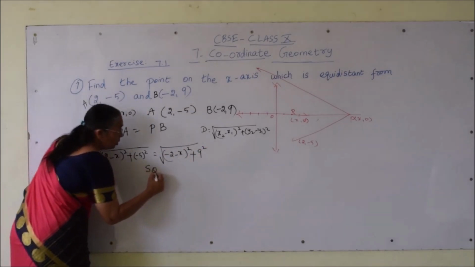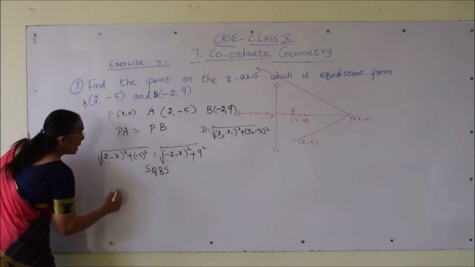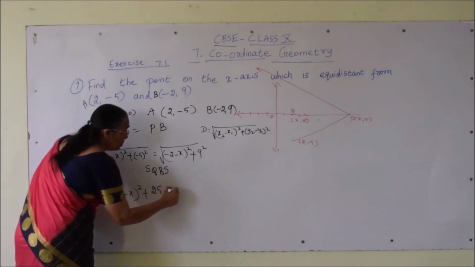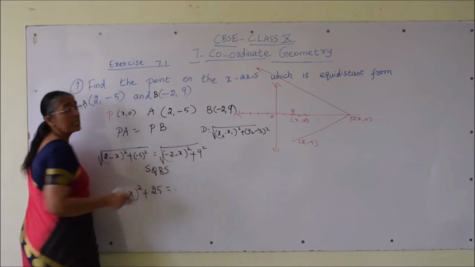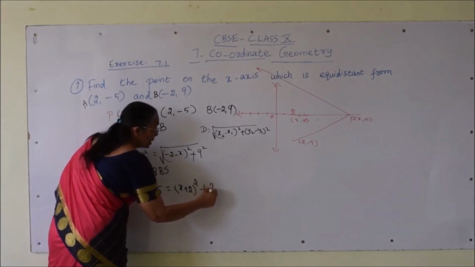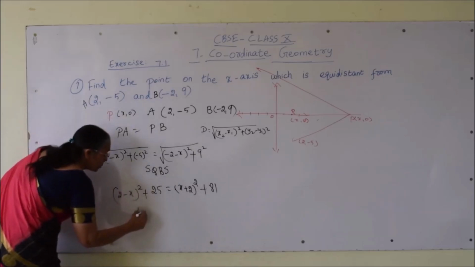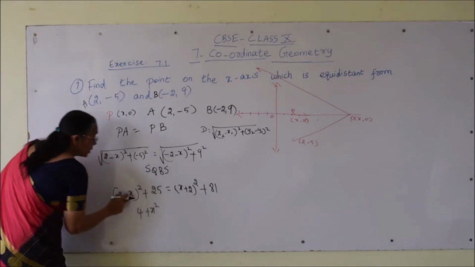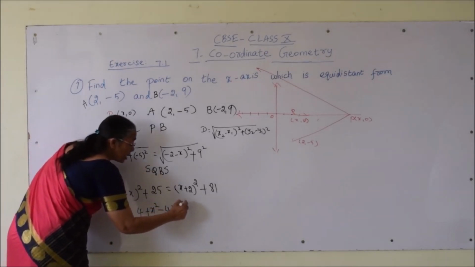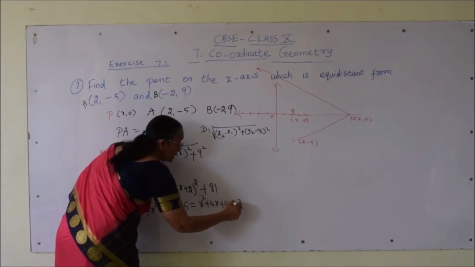Now, to solve, let us square on both sides. The square root will go, we have (2 minus x) whole square plus (minus 5) whole square is 25, and here also the root will go, minus 2 minus x, both are negative. So, this can be written as (x plus 2) whole square plus 81. Now, using the (a minus b) whole square formula, a square is 4, b square is x square, which is x square minus 2ab, minus 4x plus 25 is equal to x square plus 4x plus 4 plus 81.